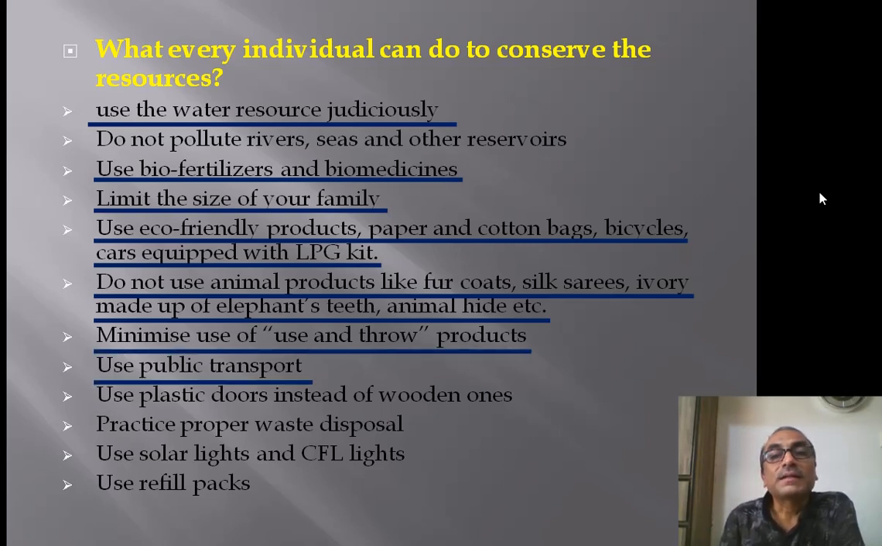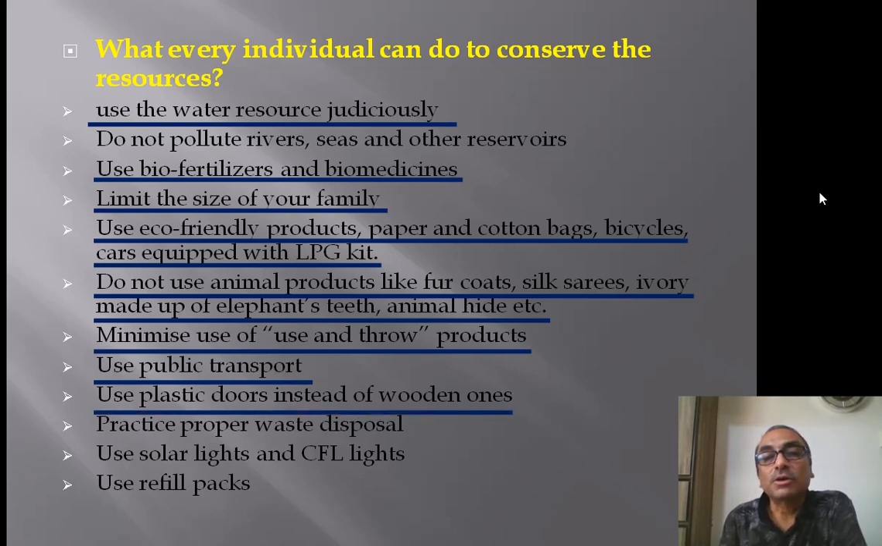Then use public transport. Whenever we want to go somewhere, it is better to go by public transport. Public transport means government vehicles, buses or trains, so that we are not using our cars or bikes where we need to burn a lot of petrol for a few members, two or three people sitting. We use a lot of natural resources, petroleum or diesel, burning it, not only polluting the atmosphere but also over-exploiting the resource. So it's better to go by public transport.